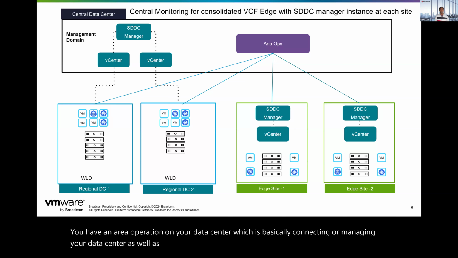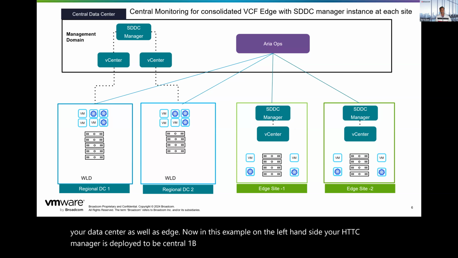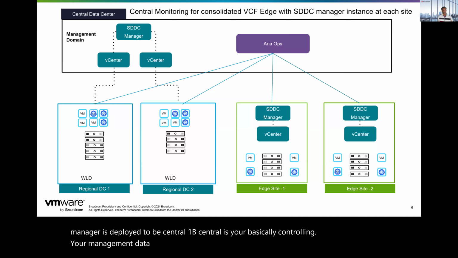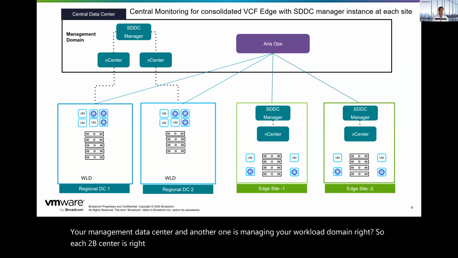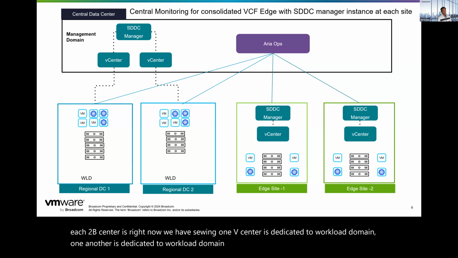Now, in this example, on the left-hand side, your SDDC Manager is deployed with two vCenters. One vCenter is basically controlling your management data center, and another one is managing your workload domain, right? So of the two vCenters, right now we are showing one vCenter is dedicated to workload domain 1, another is dedicated to workload domain 2. That may be your regional data center, right?